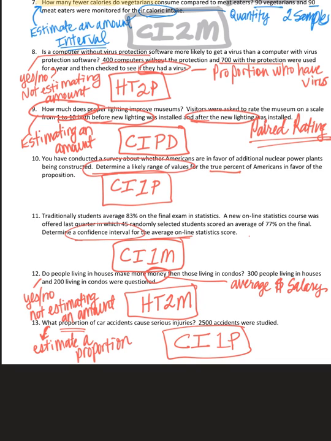All right, so let's check and see how you did. So here are the answers I have boxed in. 8 is HT2P. 9 is confidence interval for paired data. That's a paired one. 10 is confidence interval for one proportion. 11, confidence interval for one mean. 12, hypothesis test for two means. And 13, confidence interval for one proportion.